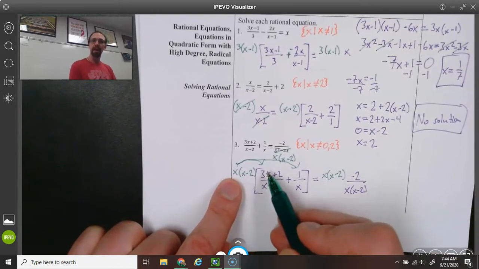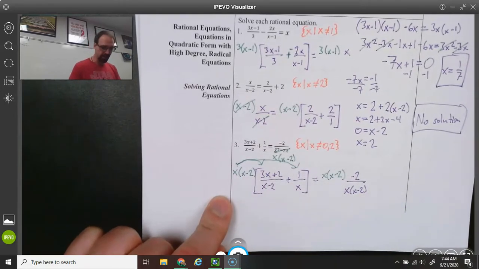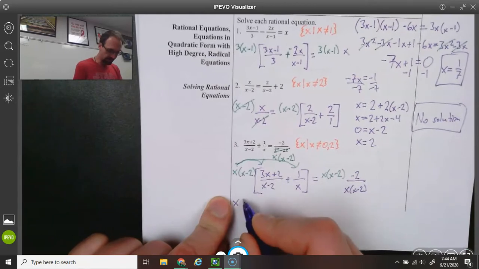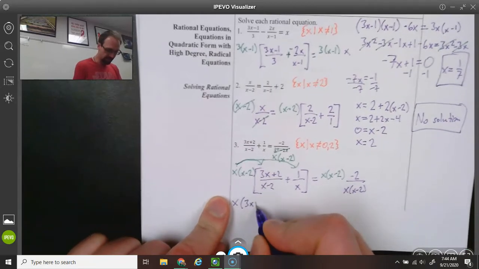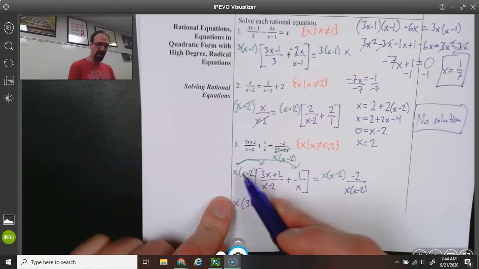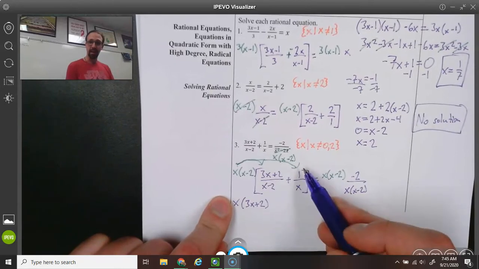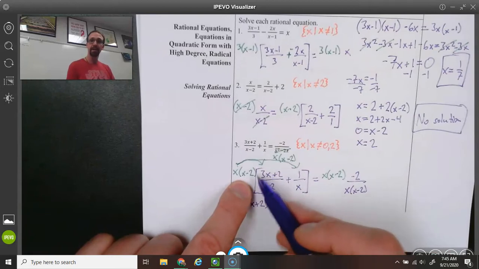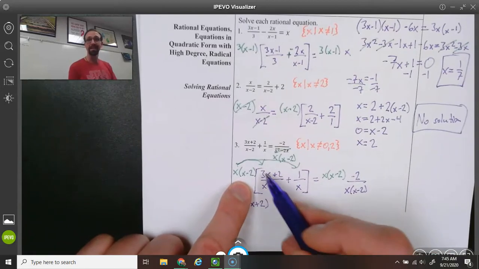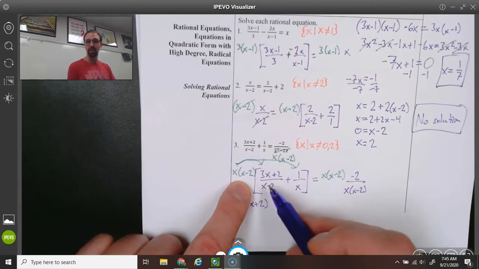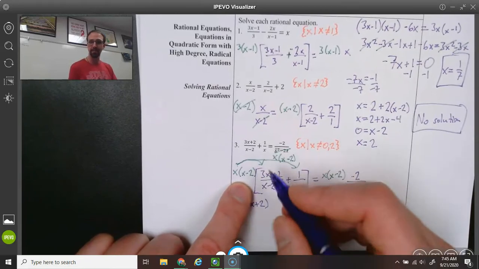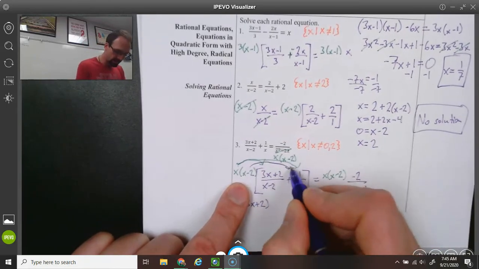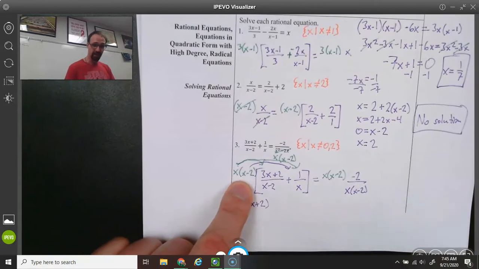When I multiply the x through over here, what I'm going to end up with is x times 3x plus 2 here, but that x on this side is going to cancel, and I'm just going to be left with 1. When I multiply through by x minus 2, it'll cancel through here with this x minus 2, so I don't need to multiply it through here because it's going to cancel. Again, then I'm going to multiply through on the other side.